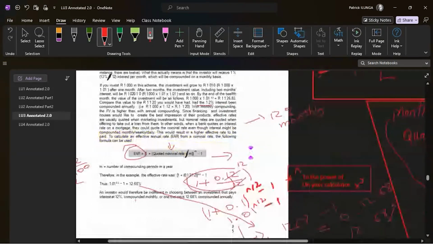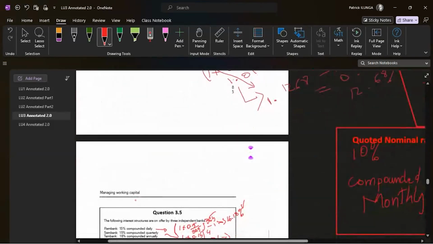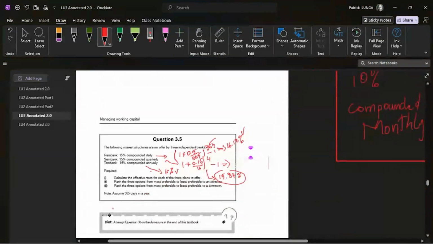So look at this, for example. What they're going to do is they're going to quote you a nominal rate. And just like question 3.5, they're going to tell you this bank is going to offer you 50%. The other bank is going to offer you 50%. The other bank is going to offer you 60%. Now, you must very well look at how these things are being compounded. One is compounded daily. The other is compounded quarterly. And still the other is compounded annually.